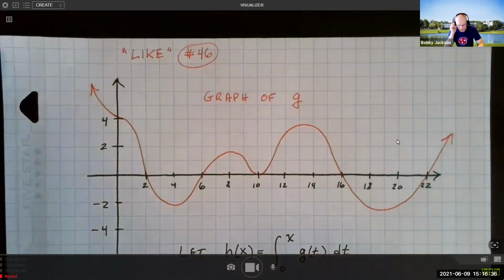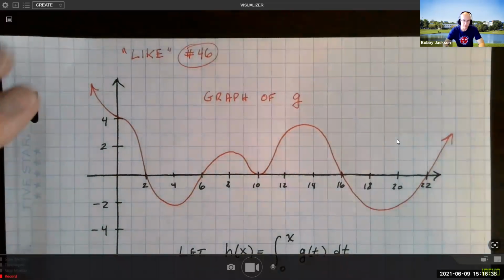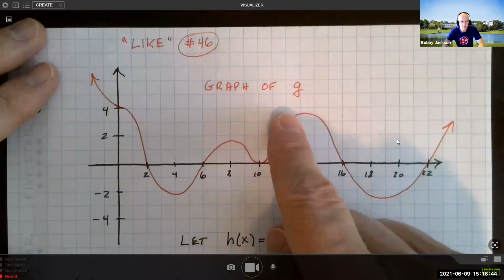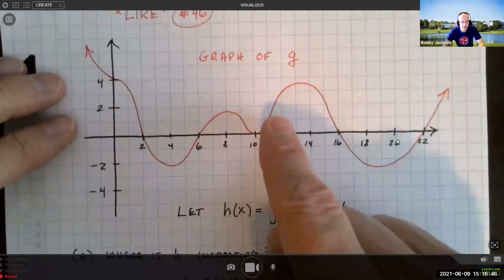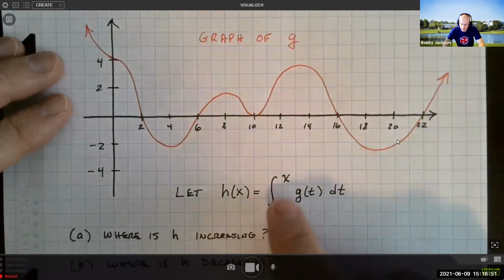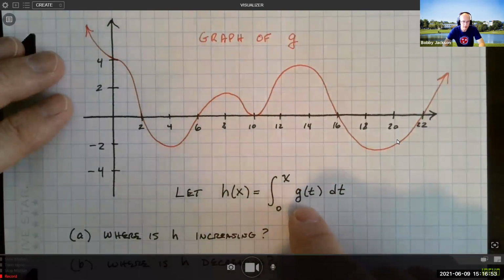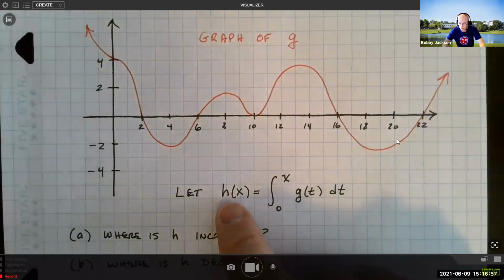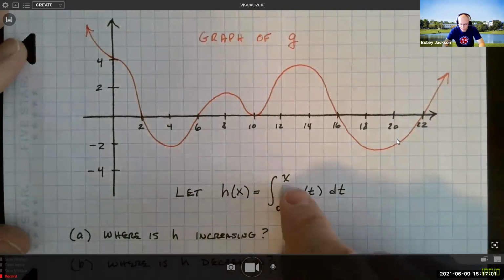So let's look at one, like number 46. I've drawn a graph similar to the one that is in that problem, and this is again the graph of g. Now we're going to define a new function h of x to be the integral from 0 to x of this function g. And so again, this h of x is sort of an area accumulation function, signed area, as we go from 0 to x.